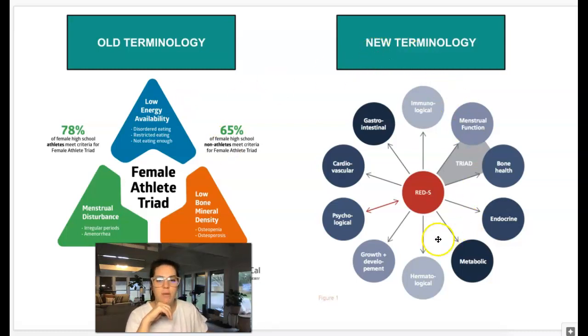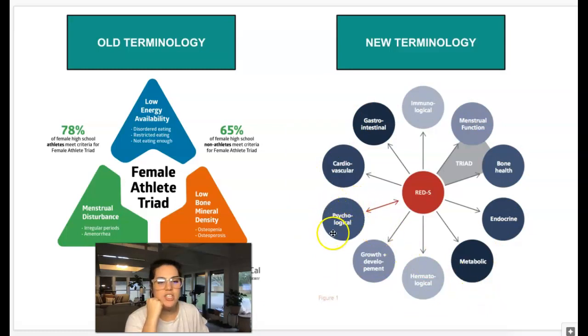So the new terminology that has taken the place of the female athlete triad is RED-S, or Relative Energy Deficiency Syndrome. So that's what RED-S stands for. So instead of just disordered eating behaviors, low bone mineral density, and menstrual disturbances, we see that there are a whole lot of other factors associated with this energy deficiency.